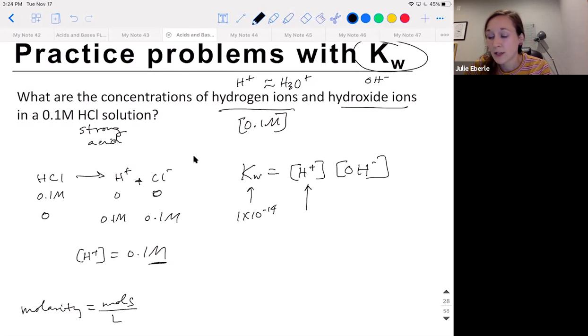And now we figured out H plus. It's 0.1 molar. Remember, Ks are always unitless. I know this is kind of weird, but you should always have units of molarity on your concentrations of your substances, like your different ions or acids or bases. So now we just cross divide, right? We have 1 times 10 to the minus 14 equals 0.1 molar times the concentration of OH minus. If we're looking for this, we'll just divide by 0.1.